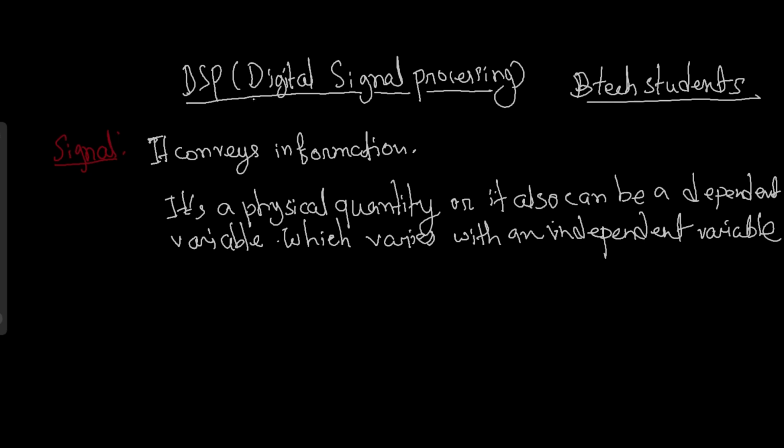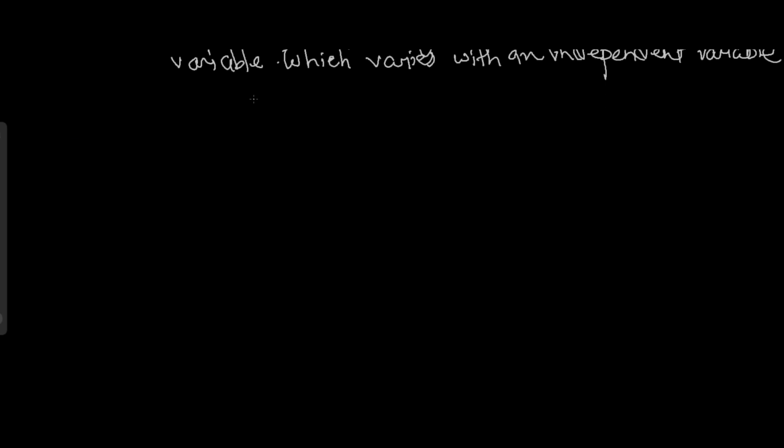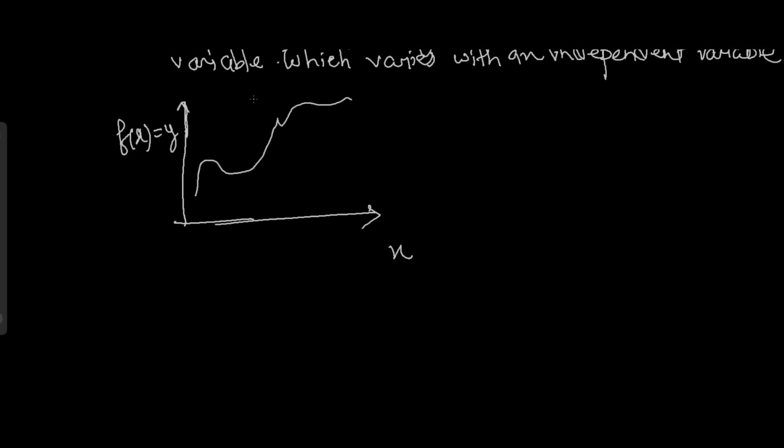What does that mean? If we draw a graph like this and give a name, x, function of x which is y, and the axis x, then the signal which varies with time, let x be time, then it will be a time varying signal, right? So you can see that.